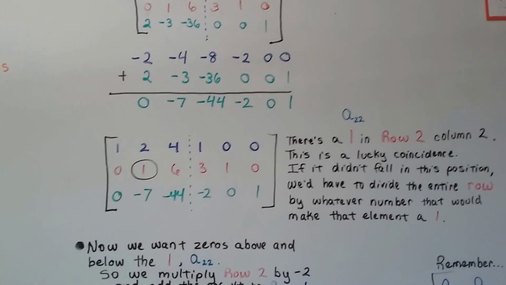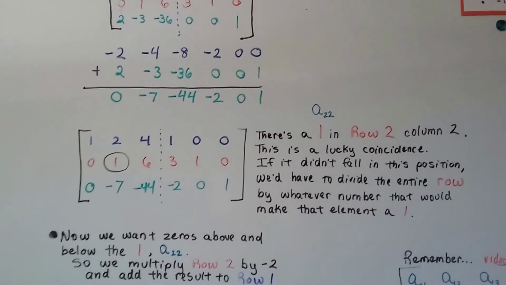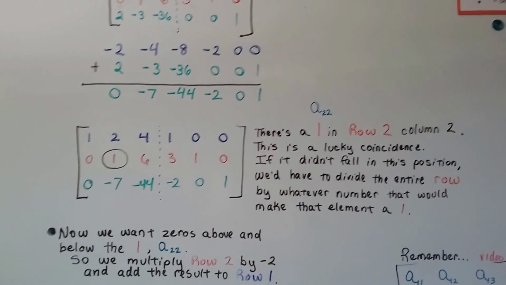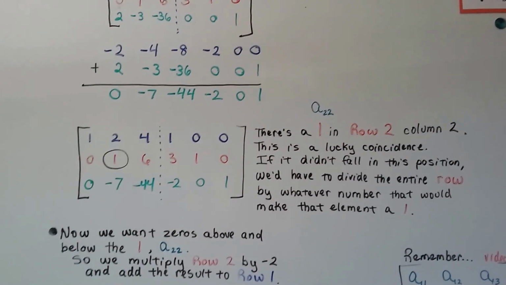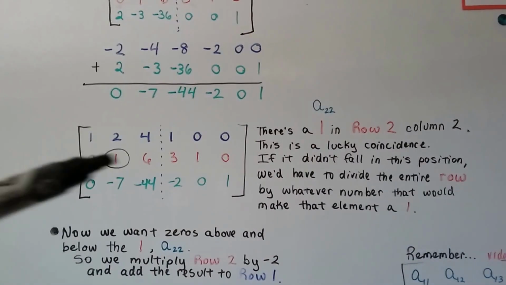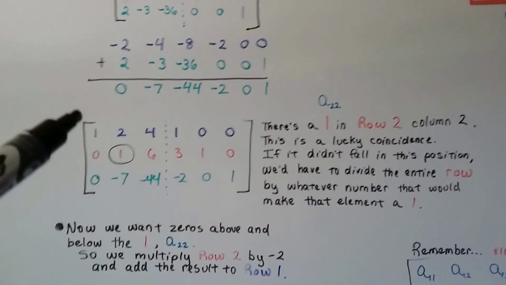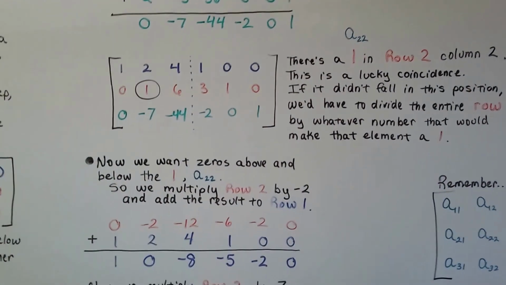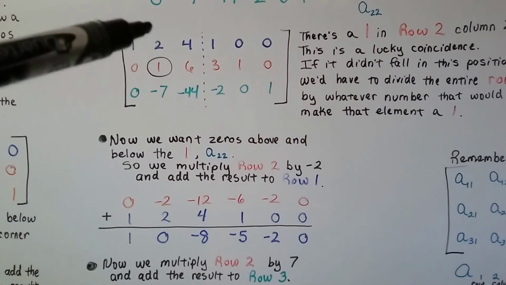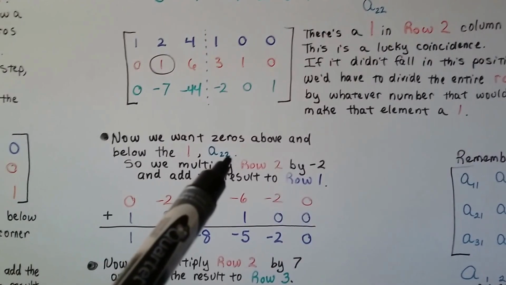Now look at this spot right here, this 1 with the black circle around it. We just got lucky. There's a 1 in that row 2, column 2. That's a lucky coincidence. If it didn't fall as a 1, we would have had to divide this entire row by some number to make that a 1, because our goal is to have all 1s coming down with zeros above and below it, right? So now we want zeros above and below this 1, okay? And that's in this spot, second row, second column.